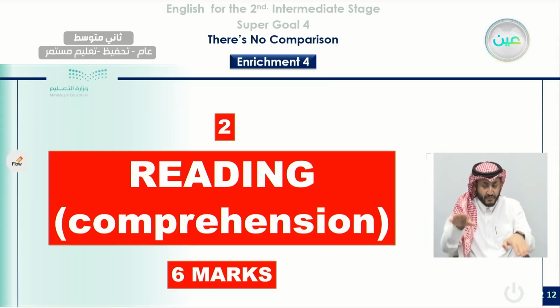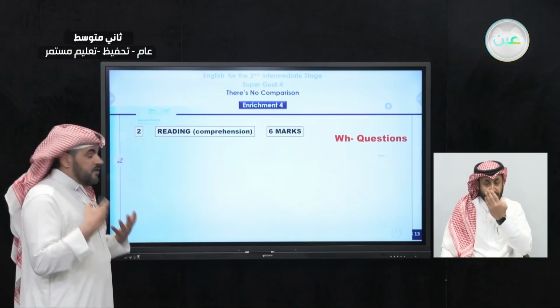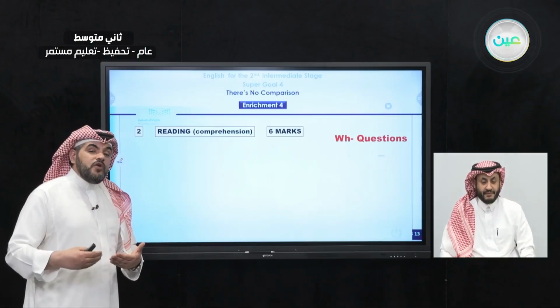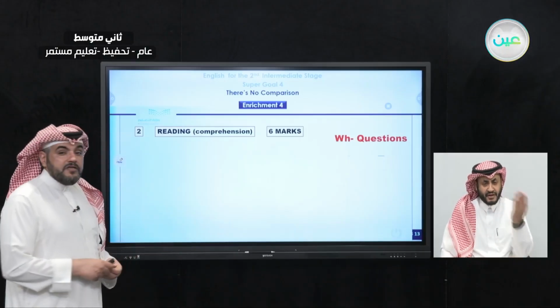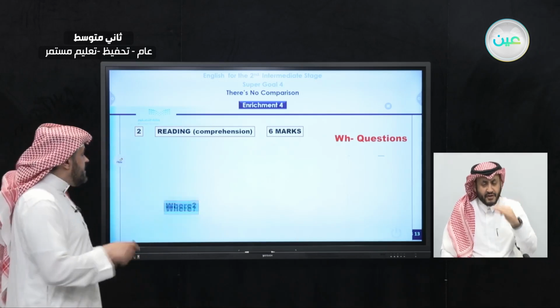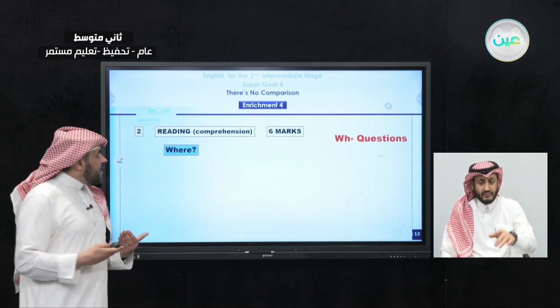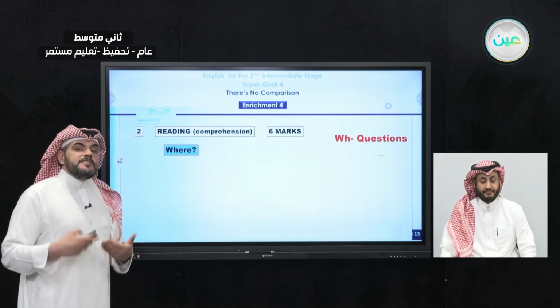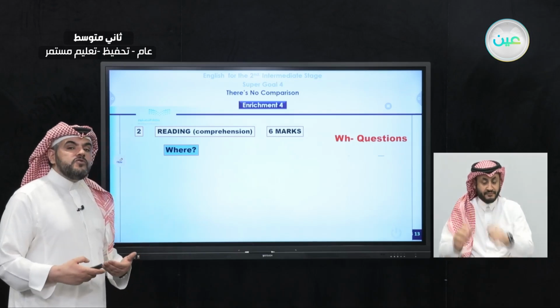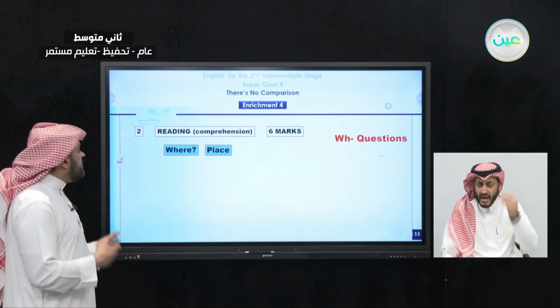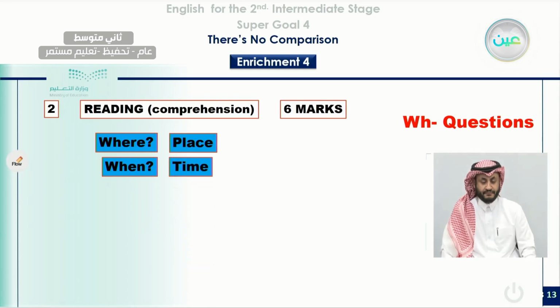Okay. Now we move also to reading comprehension. There will be a reading passage. We're going to read and we will try to apply some of the questions that you might have in your final exams. For example, if you have the question where, that means that the teacher wants to know the place. So here where means a place. When, here he's asking about time. So when you read the question with when, you have to look for time.